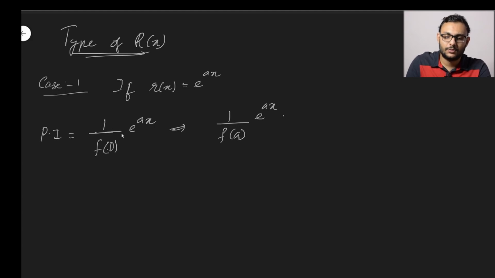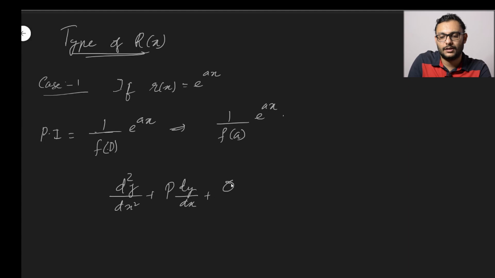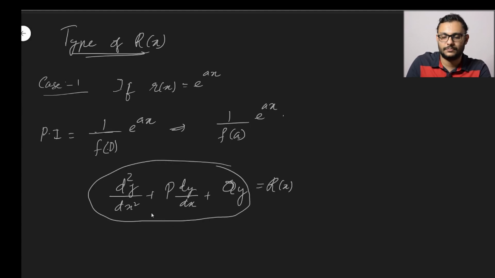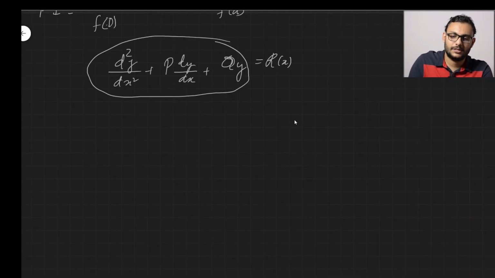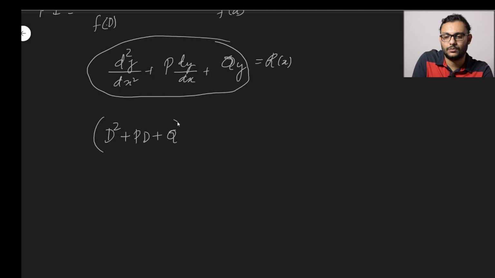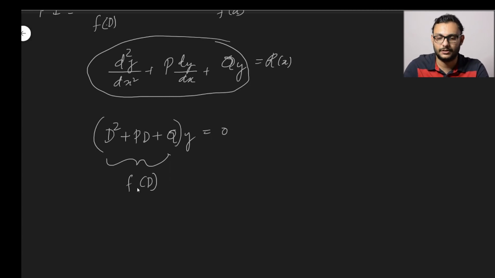We wrote our differential equation as d square y by dx square plus p into dy by dx plus q into y equal to r of x, isn't it? Then this part will involve the homogeneous part. So, if we rewrite it in operator form, what will be the result? Nothing but d square plus p into d plus q operating on y equal to 0. This term is called the f of d, or the function in terms of the differential operator.